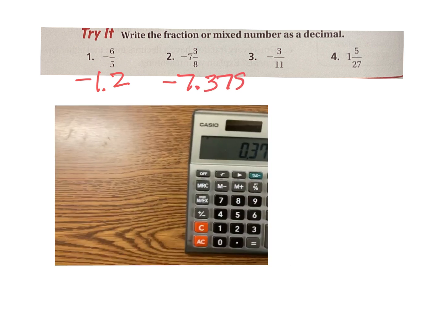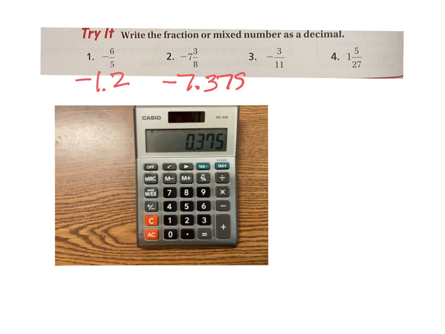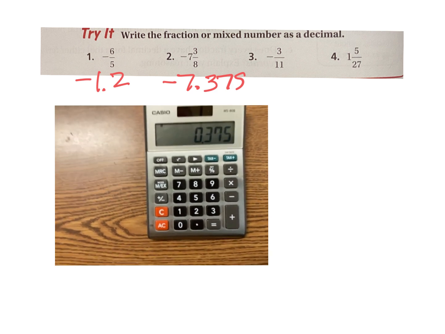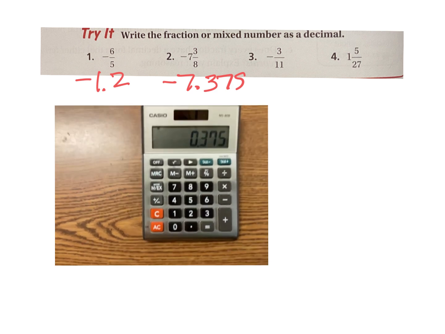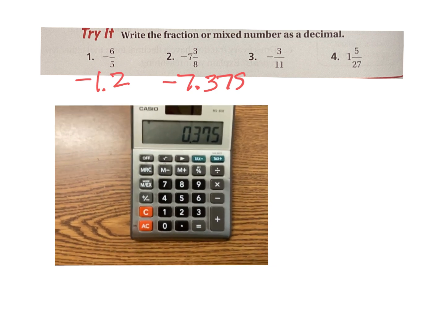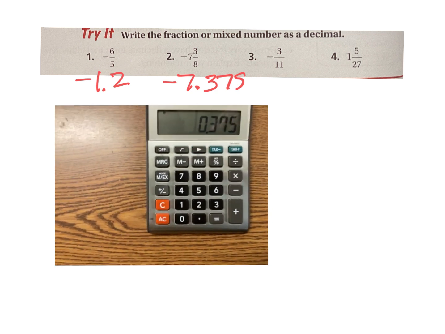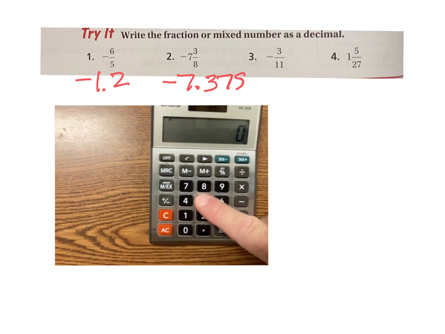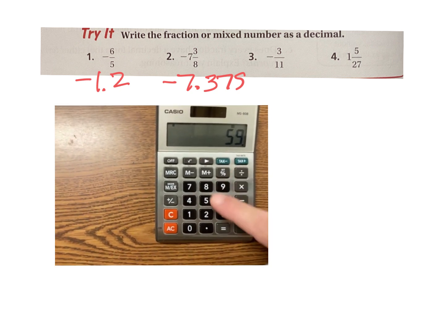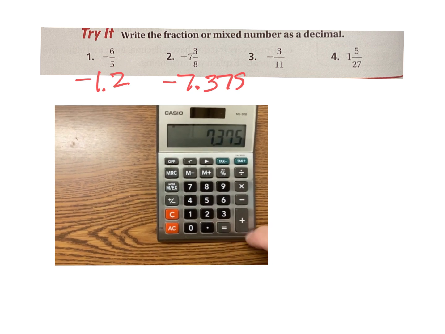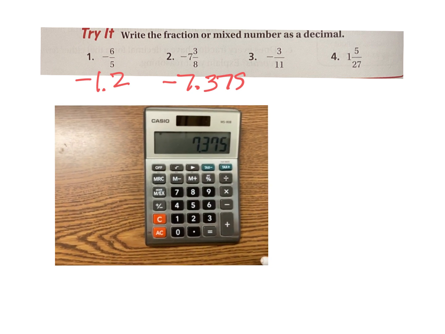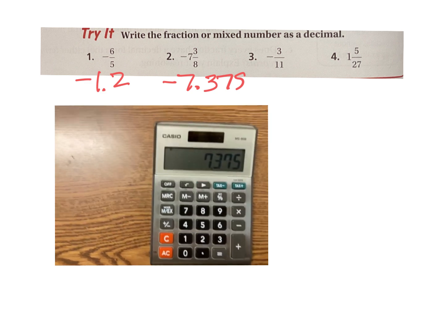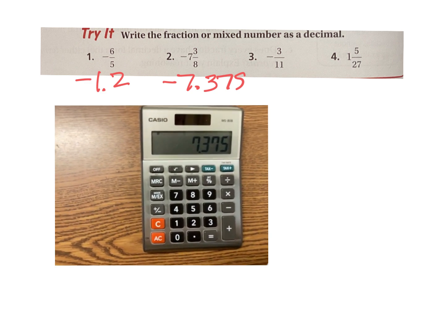3 divided by 8 equals 0.375. So then I know that negative 7 and 3/8 is negative 7.375. Now, if I wanted to make that into an improper, it would be 59 over 8. So now I just clear up my calculator, do 59 divided by 8 equals 7.375. And it started out negative, so it has to stay negative. Okay?